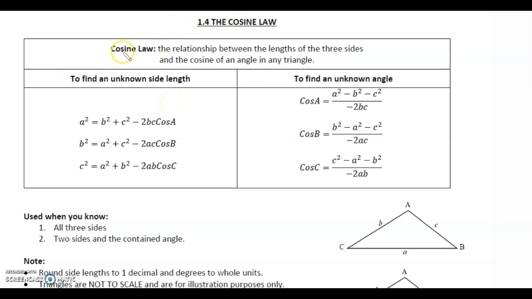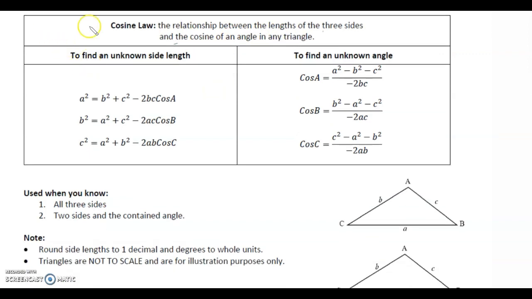1.4, the cosine law. So the cosine law is the relationship between the lengths of the three sides of a triangle and the cosine of any angle, or the cosine of an angle in any triangle. There are two different equations, one to find the unknown side length and one to find the unknown angle. I already went ahead and rearranged these equations so that they're a little bit easier for you to do the math behind it.